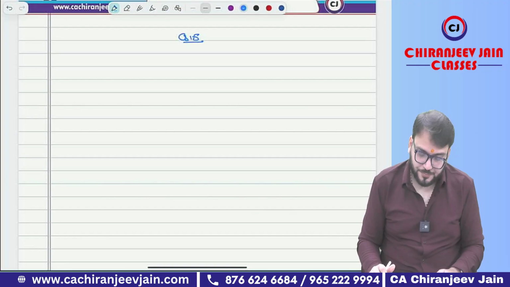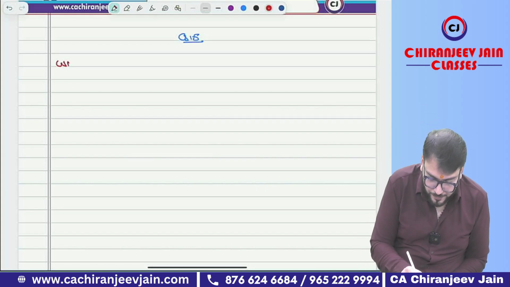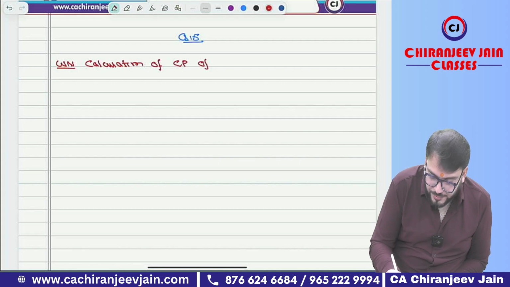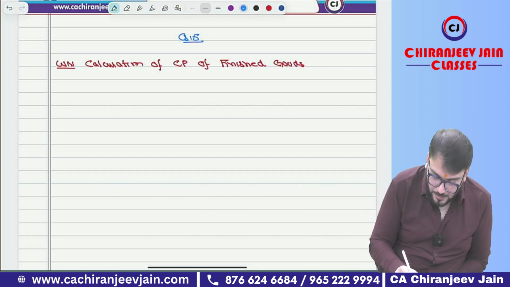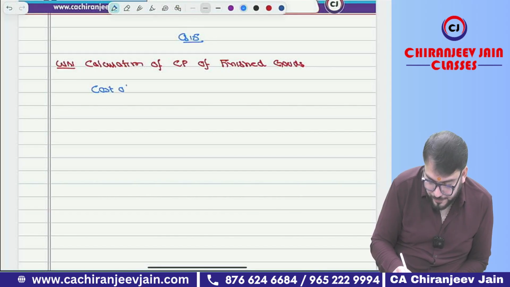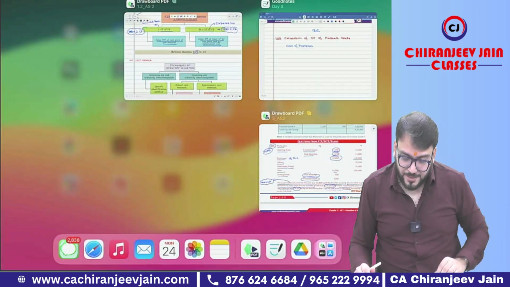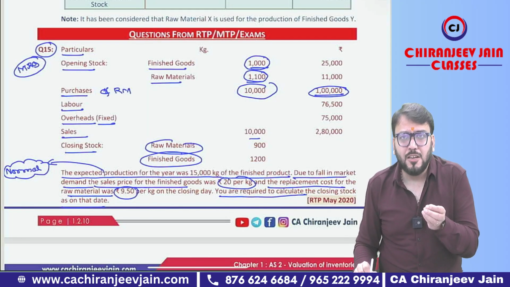Here, first we need to find out the cost price of finished goods. So working note: calculation of cost price of finished goods. Correct. So can you say we write cost of purchase. Now when I say cost of purchase, normally you think you will take 1 lakh, but this is not the case. Can I say we need to take cost of purchase.